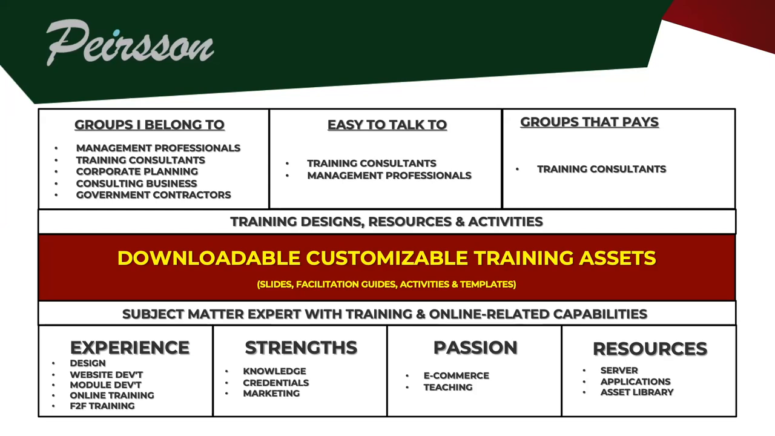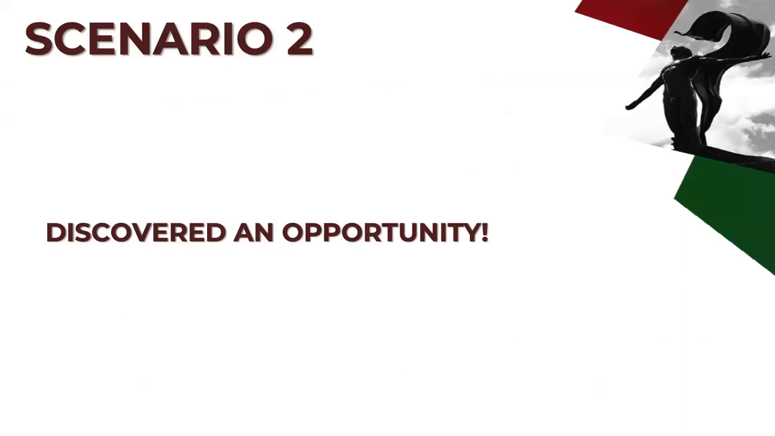So the idea basically is to create a downloadable digital product that can be sold online. So that's how the business idea map works, all right?